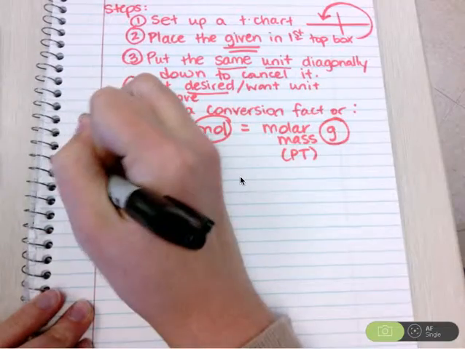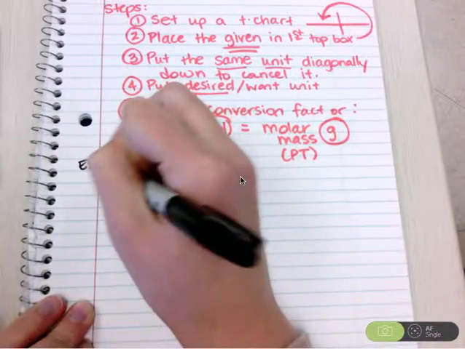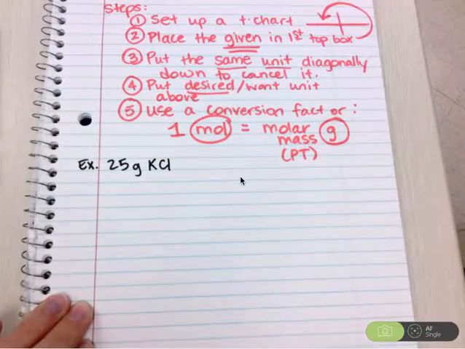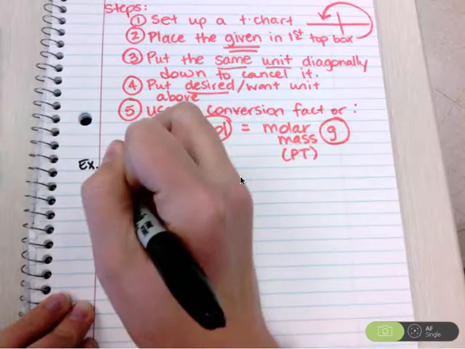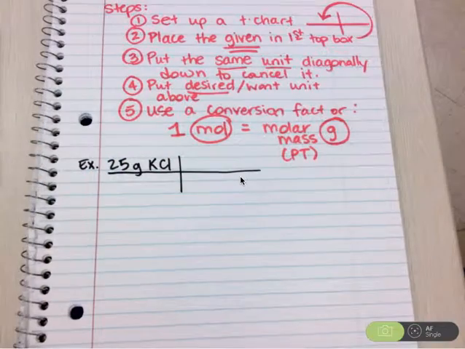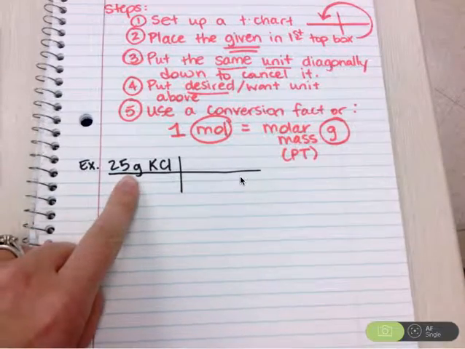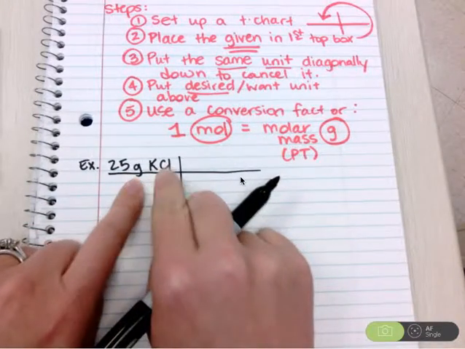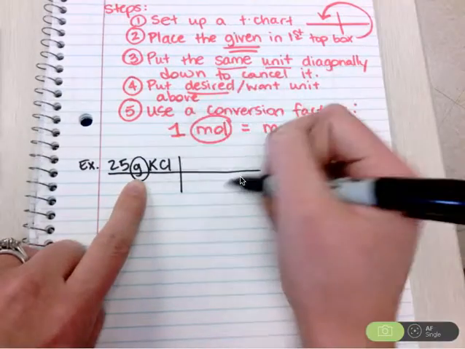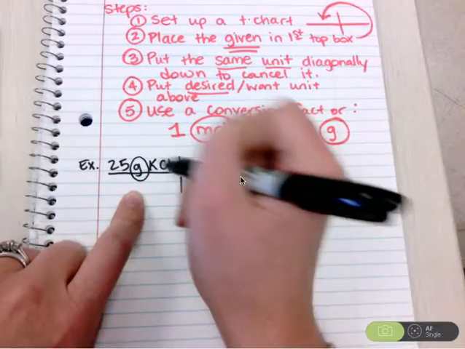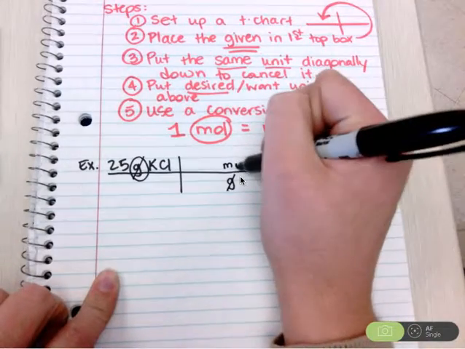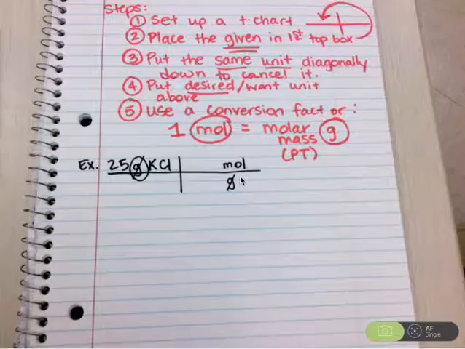So let's do an example. Let's say that we have 25 grams of potassium chloride. So we'll start off simple, potassium chloride. So my given, what's given to me in the problem, goes in the very first top box. If my unit is in grams, then grams comes below, diagonally down, right, so that they cancel. And what I want are moles, because we're doing gram to mole conversions.